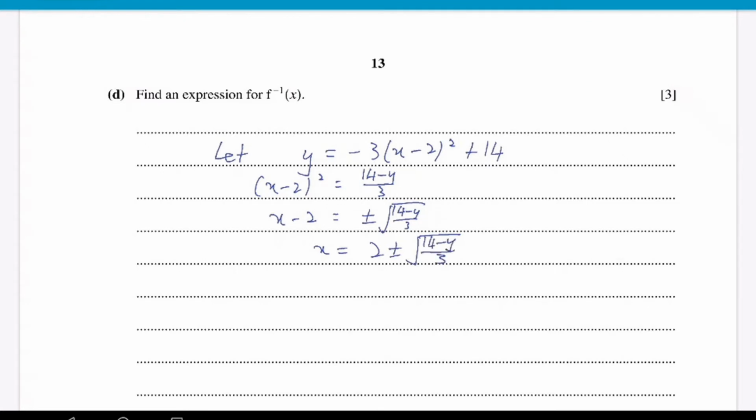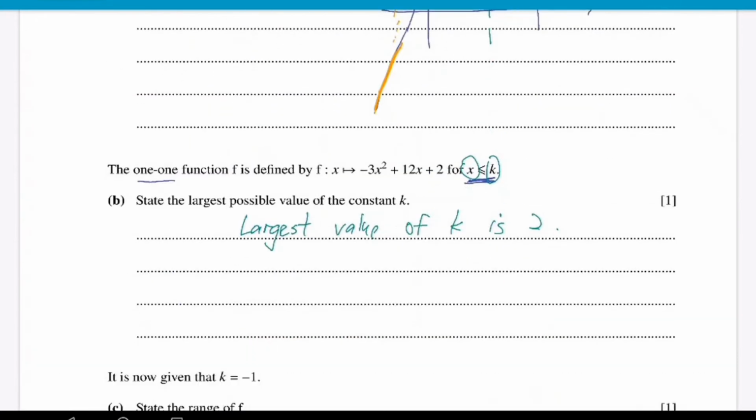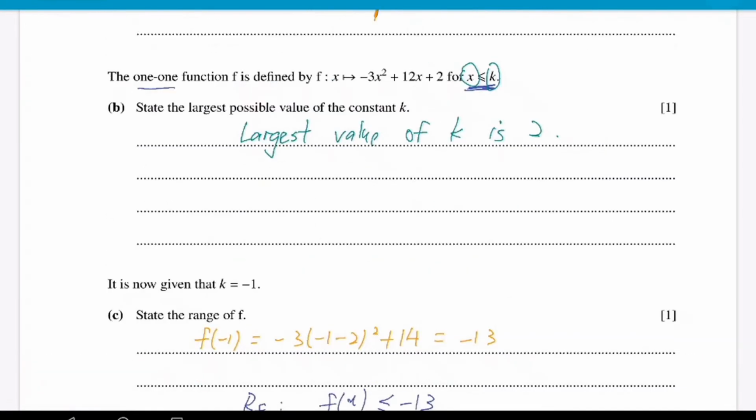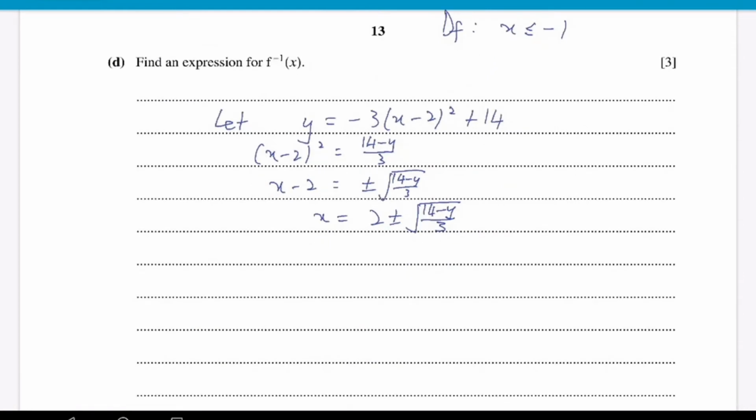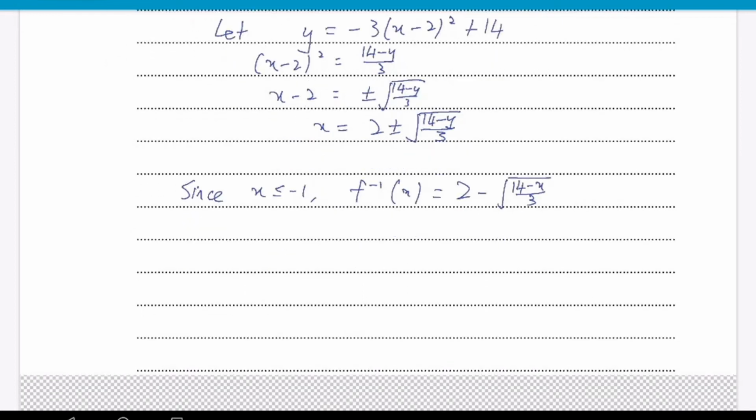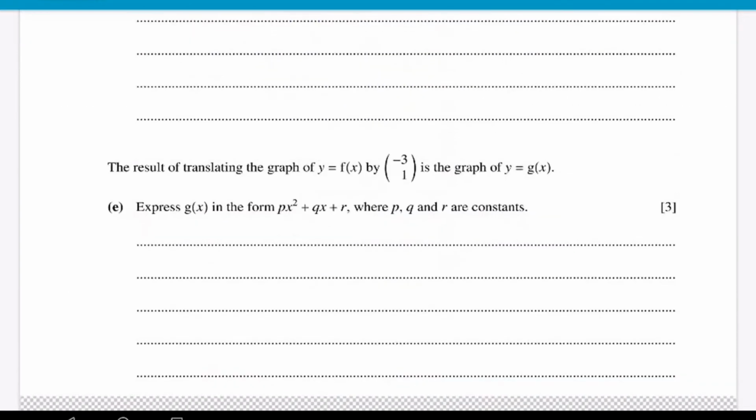So let's look at the domain of f. The domain of f given earlier is x less than or equal to -1. In order for us to have values less than or equal to -1, when we consider this part here, we have to take the negative. So for the f inverse here, we should take the negative of the root. So this is the inverse.